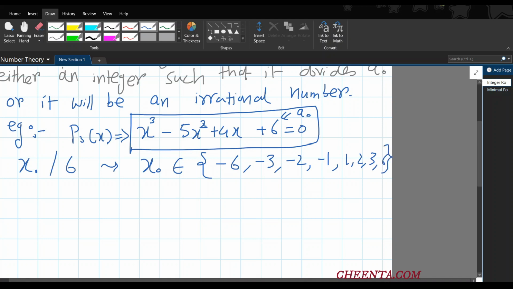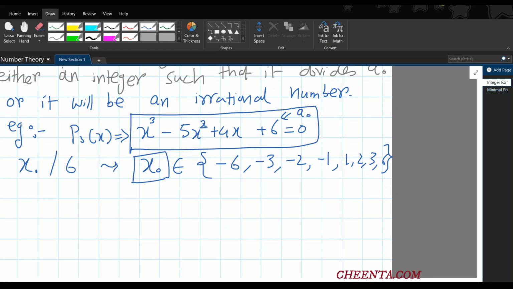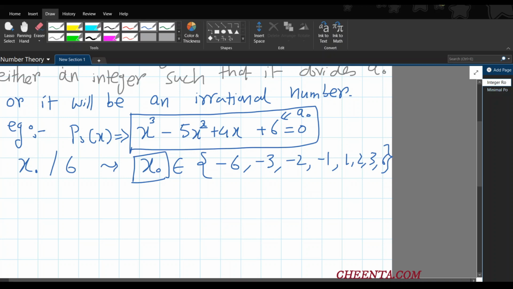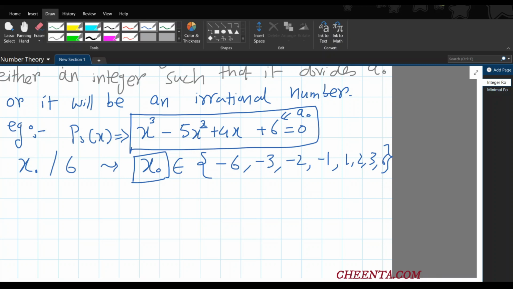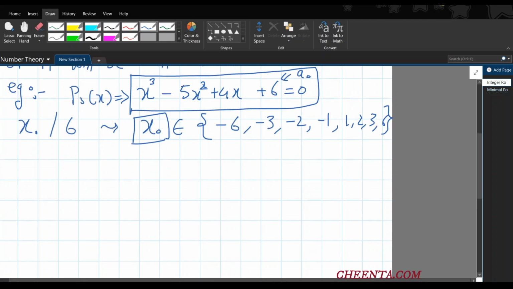I hope it is clear what I am trying to say. If this equation has some solution which is real and an integer, then that solution x_0 must divide 6. That means x_0 must be one of the factors of 6, and here factors mean that you have to take into account both positive and negative factors. So for this equation, the solution must be among these particular numbers.